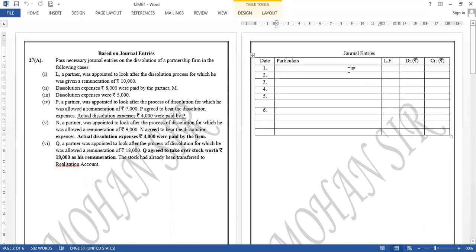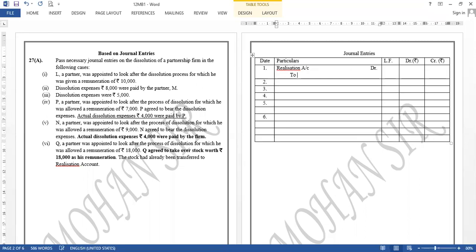Sir, realization to L's capital. That's very correct. Okay, realization account will be debited because that is our expense as a firm, and हम लोग L को दे रहे हैं ना. Okay, so we are giving a remuneration to a partner, so a partner becomes our creditor, so his account has to be credited to L's capital account. Okay, amount is 10,000. Okay, ये तो इतना simple हो गया.